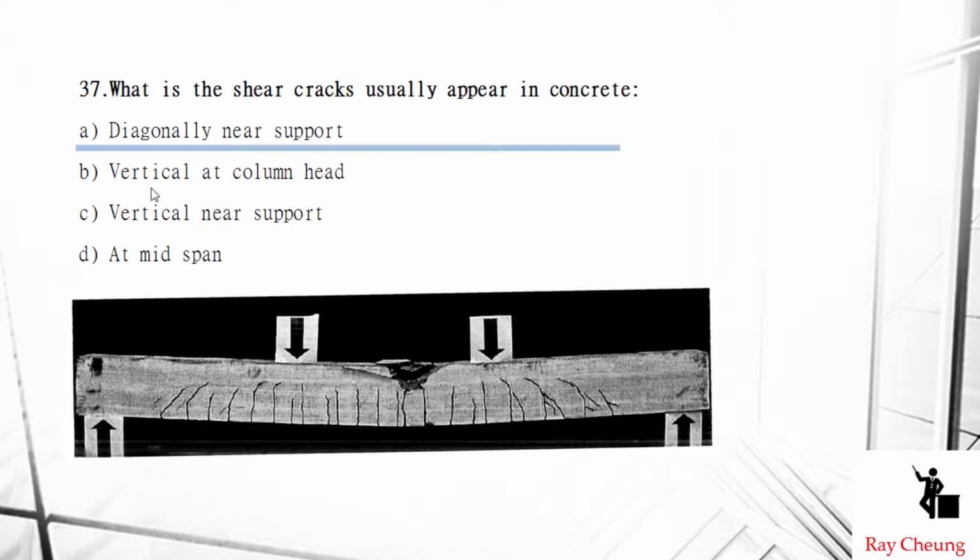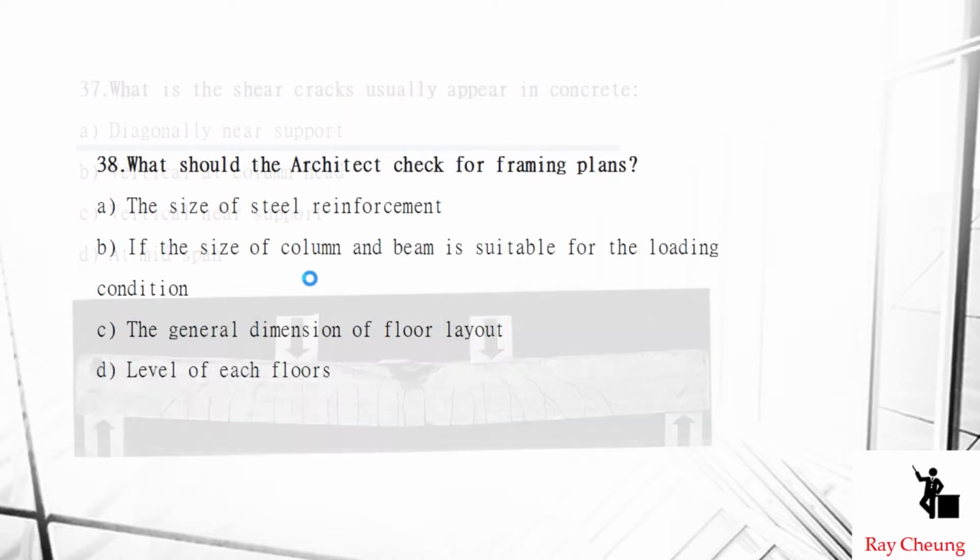And then normally the vertical crack will form near the midpoint, and normally the diagonal crack will be near the support. That's why we will provide a stirrup here, or diagonal bar here, to take the shear crack.